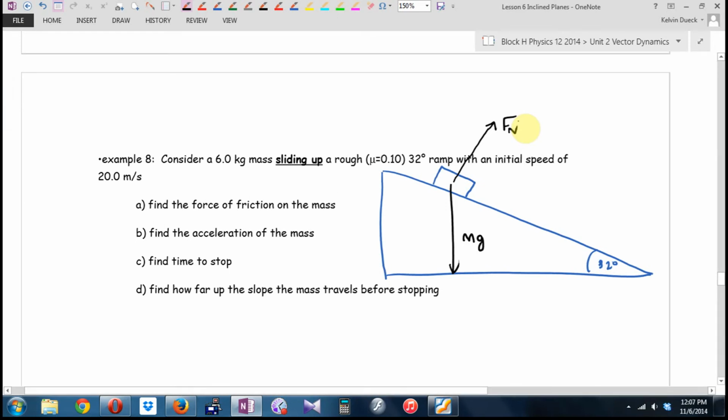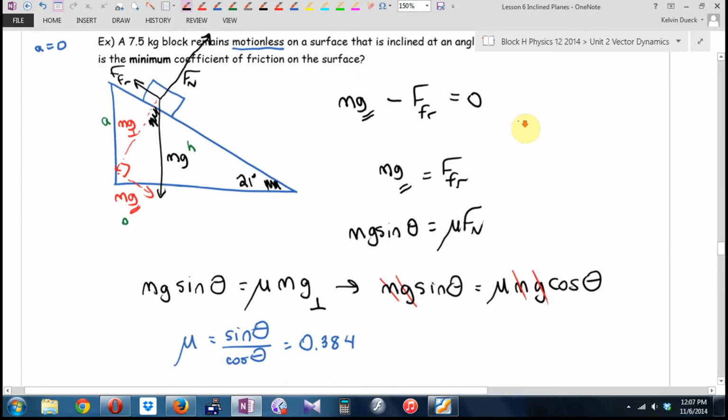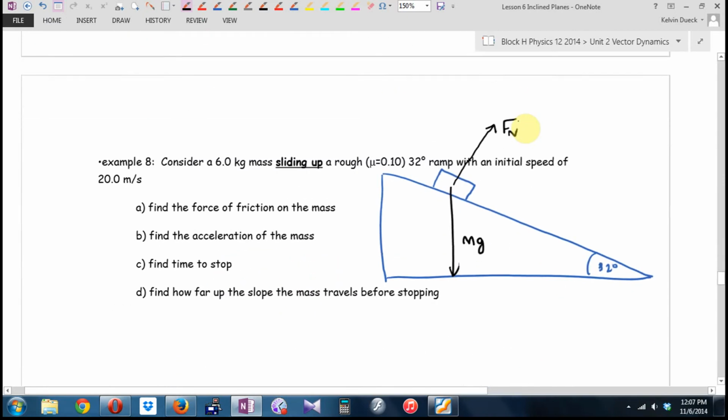What, Miller? Why going down the ramp? All the other diagrams we did, it was up the ramp. Last question we did here, it was up the ramp. Why? Because it's sliding. Okay, so friction is going to be this way. There's my free body diagram.